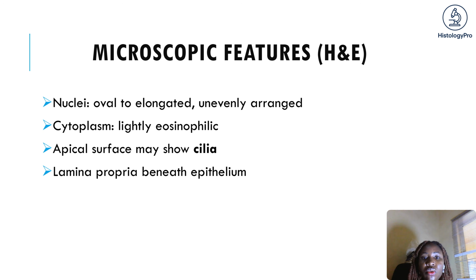Under the light microscope with H and E staining, the nuclei appear oval to elongated, unevenly arranged. That is, they lie at different levels, giving a false stratified appearance. The cytoplasm is slightly stained. Then in the respiratory type, that is the trachea, cilia can be seen on the apical surface, and beneath the epithelium, after the basement membrane, lies the lamina propria.